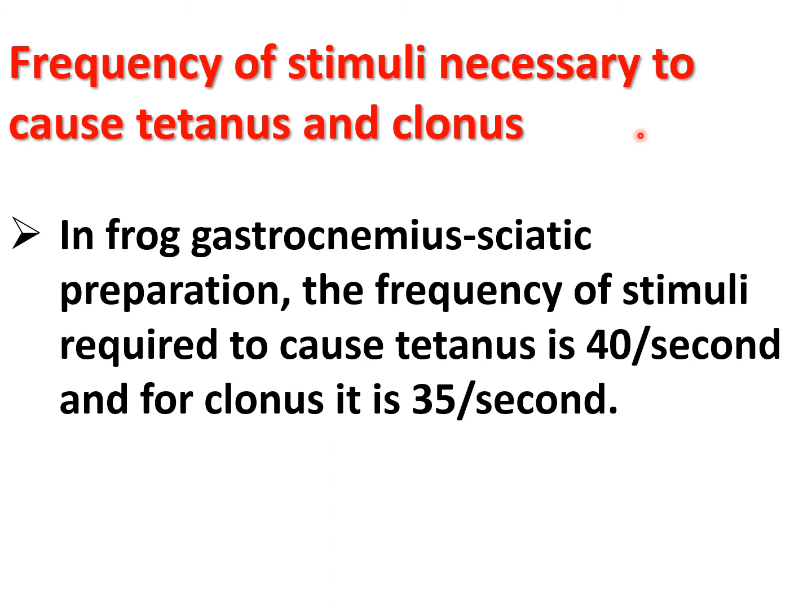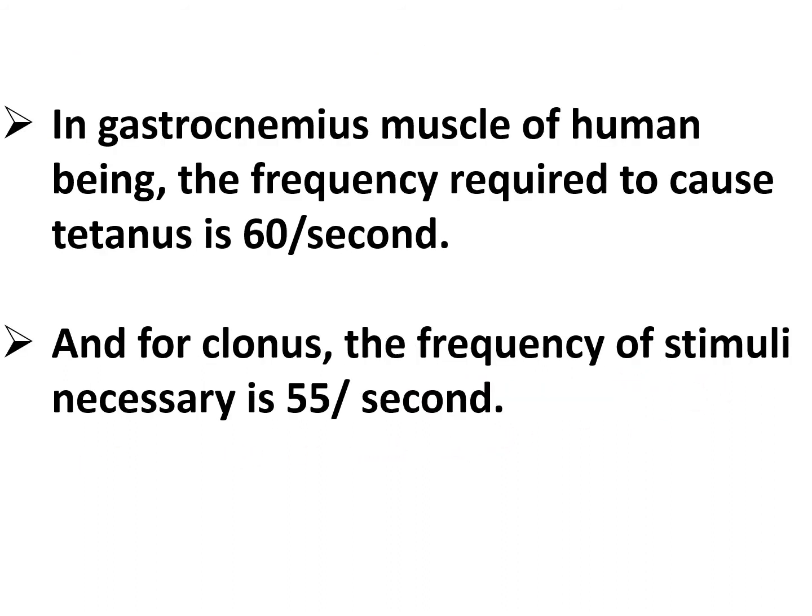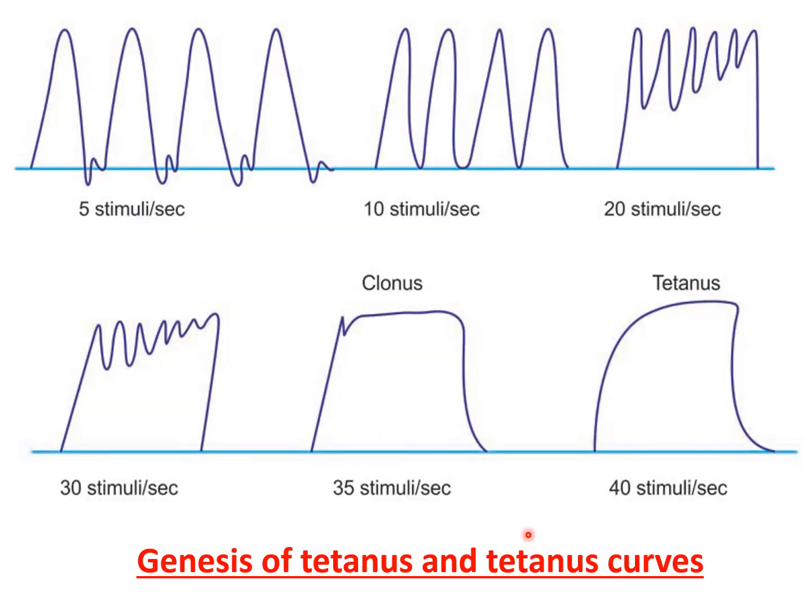Then frequency of the stimuli necessary to cause the tetanus and clonus. In the frog's gastrocnemius sciatic nerve preparation, the frequency of the stimuli required to cause tetanus is 40 per second, and for clonus it is about 35 per second. In gastrocnemius muscle of the human being, the frequency required to cause tetanus is about 60 per second, and for clonus the frequency of the stimuli necessary is 55 per second. So this is a graph for the genesis of the tetanus and tetanus curve.